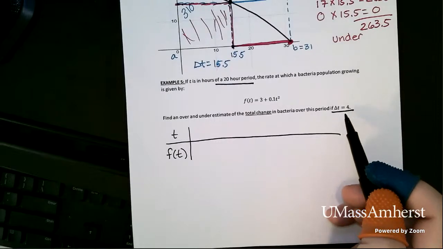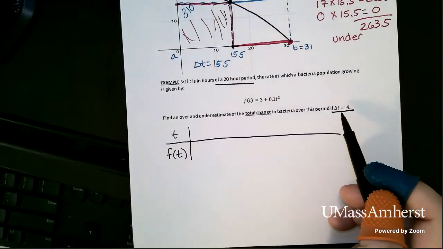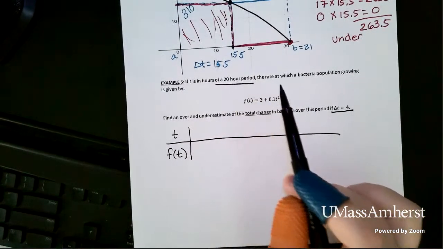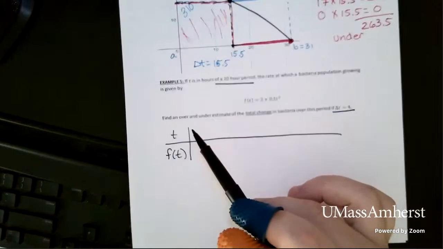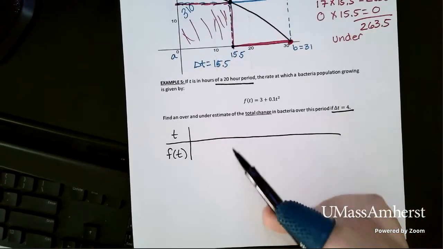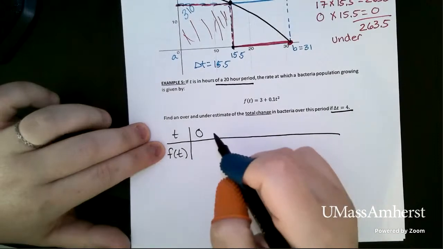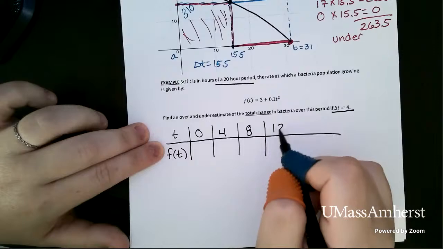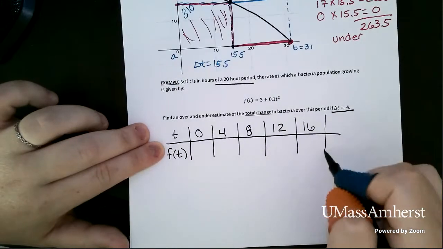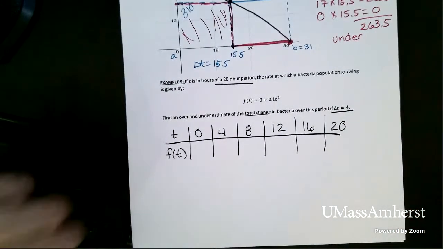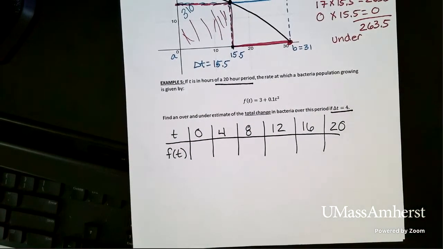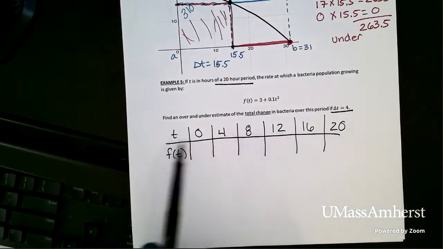So if delta t equals 4, that means that we are counting by 4s. And since we know it's a 20-hour period, we're going from 0 to 20, counting by 4s. So 0, 4, 8, 12, 16, 20. Again, I have the length of the interval and I know my delta t. That allows me to generate my independent values that I want to use.